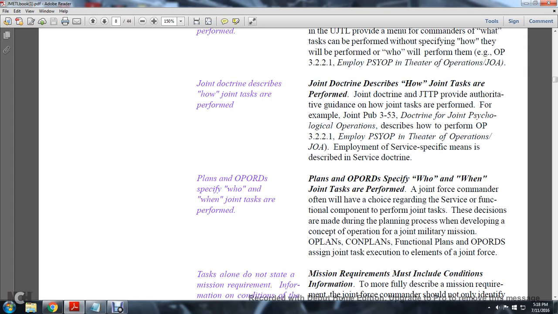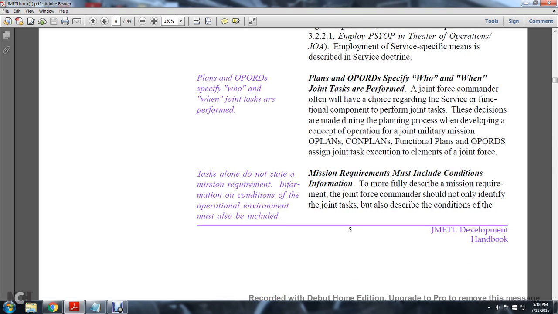The Joint Force Commander often will have a choice regarding the service or functional component to perform the joint tasks. These decisions are made during the planning process of developing the concept of operations, joint military mission, operational plans, contingency plans, functional plans, and operational orders, assigning joint task execution to elements of the joint forces.